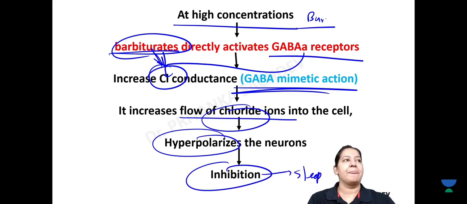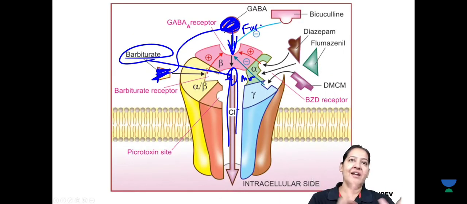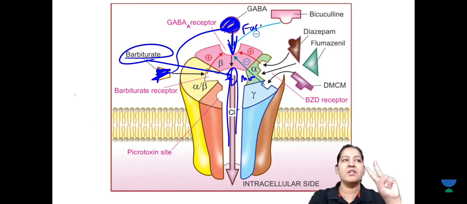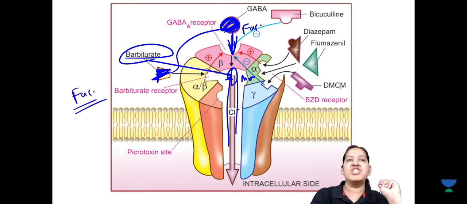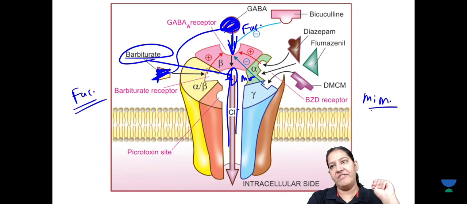Give me a thumbs up. So what are the two actions? GABA facilitatory, GABA mimicry. Have you got the two actions of the barbiturate? GABA facilitatory action and GABA mimicry action. Everyone give me a thumbs up.